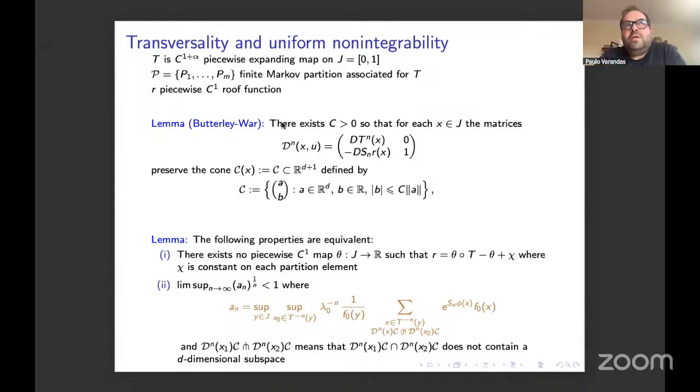Okay, so the point is that you kind of need to combine both pieces of information. Because you can have the fastest discrete time dynamics that you prefer, but if you make it an exponential flow by a constant roof function, it's not mixing. I don't know if I got the deep thought that you have in mind, but the uniform non-integrability is really essential in all this process. This is the tool for mixing.